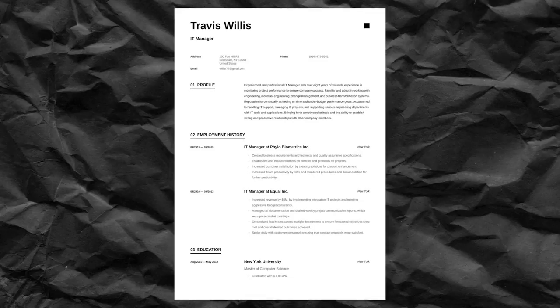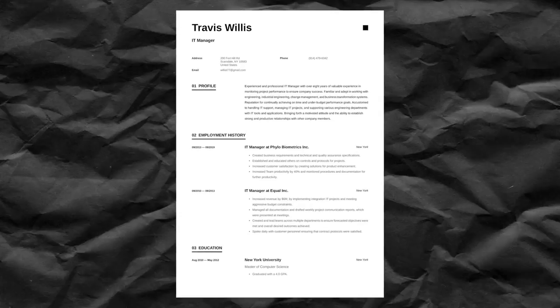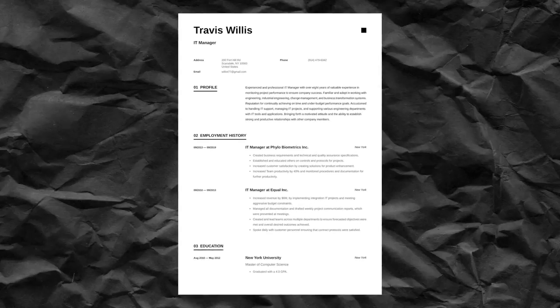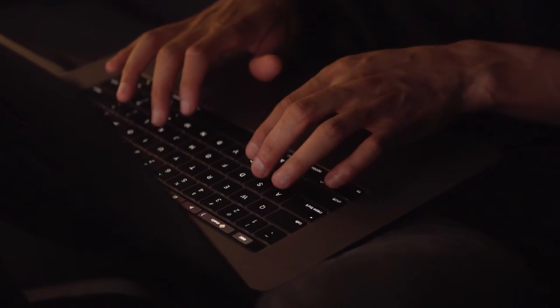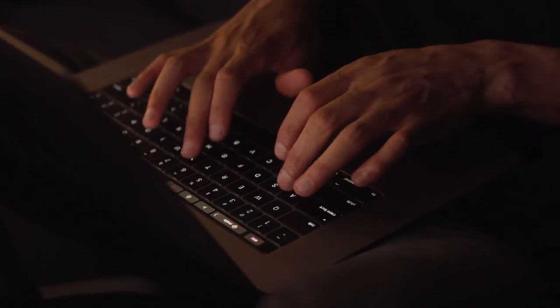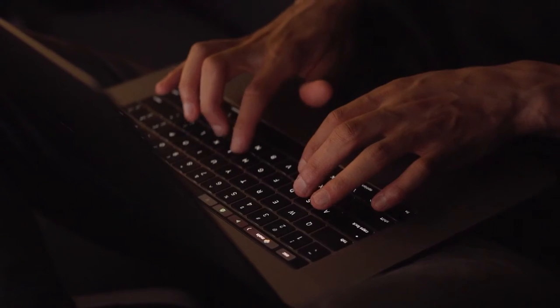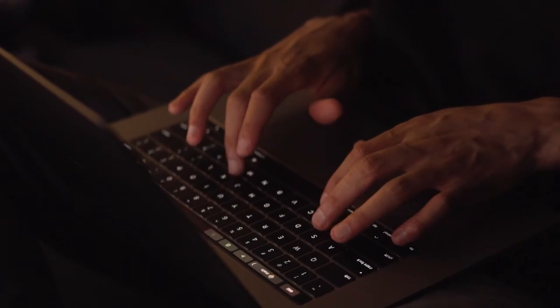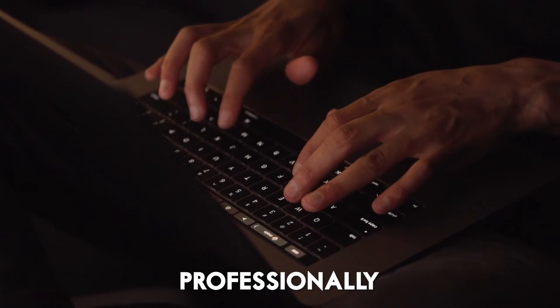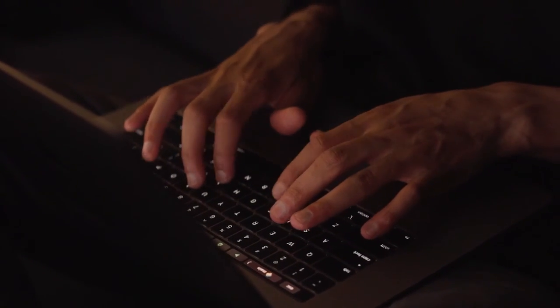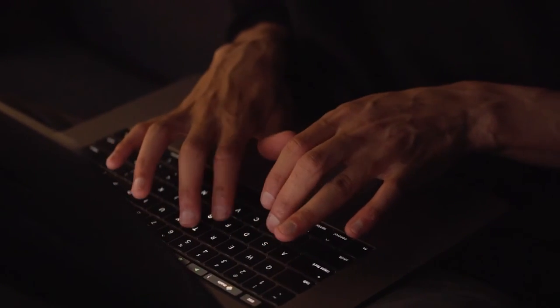When it comes to choosing a layout for your curriculum vitae, there is a lot of inspiration to be found online. Though, whichever layout you eventually decide to use, remember that your priority is to present the information in your CV both clearly and professionally. In other words, don't choose something just because it looks good.